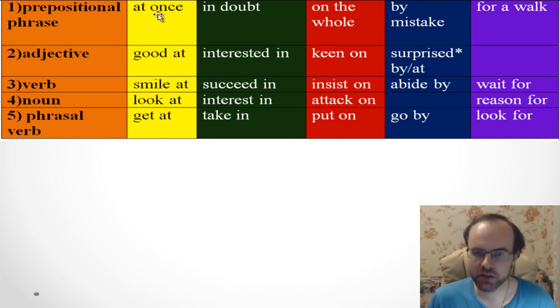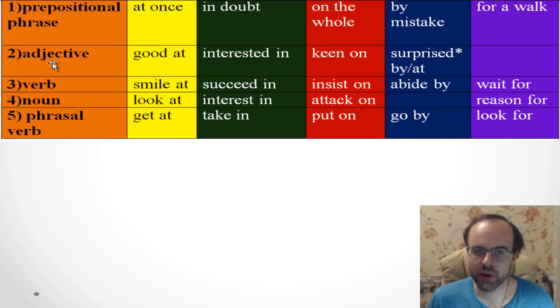For example, at once means immediately, in doubt means I'm not sure, on the whole means in general, by mistake means it happened accidentally or it wasn't going to happen, for a walk. We talked about it, so you can say walk or go for a walk. So you need to pay attention to these prepositional phrases.